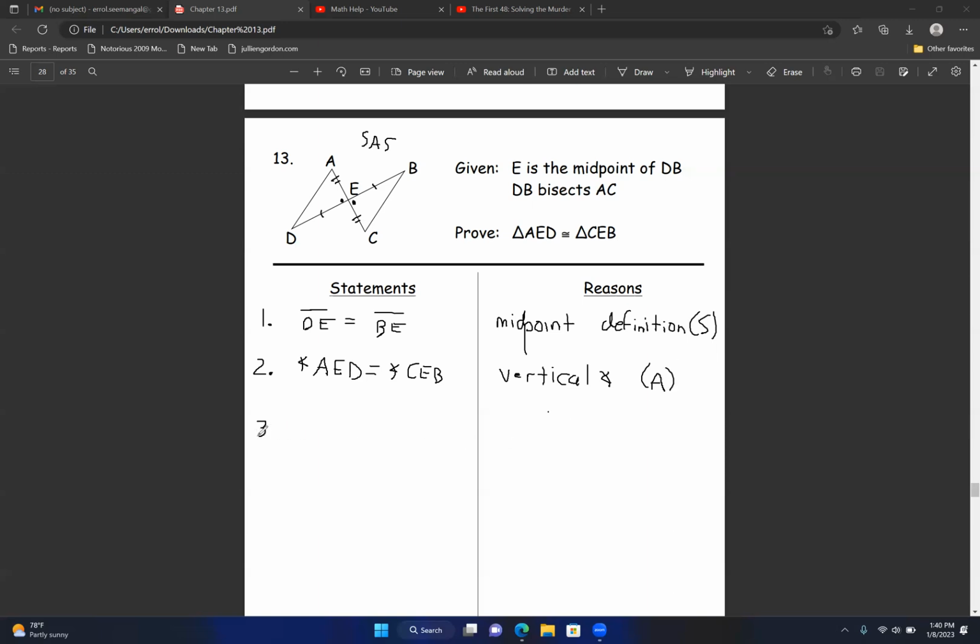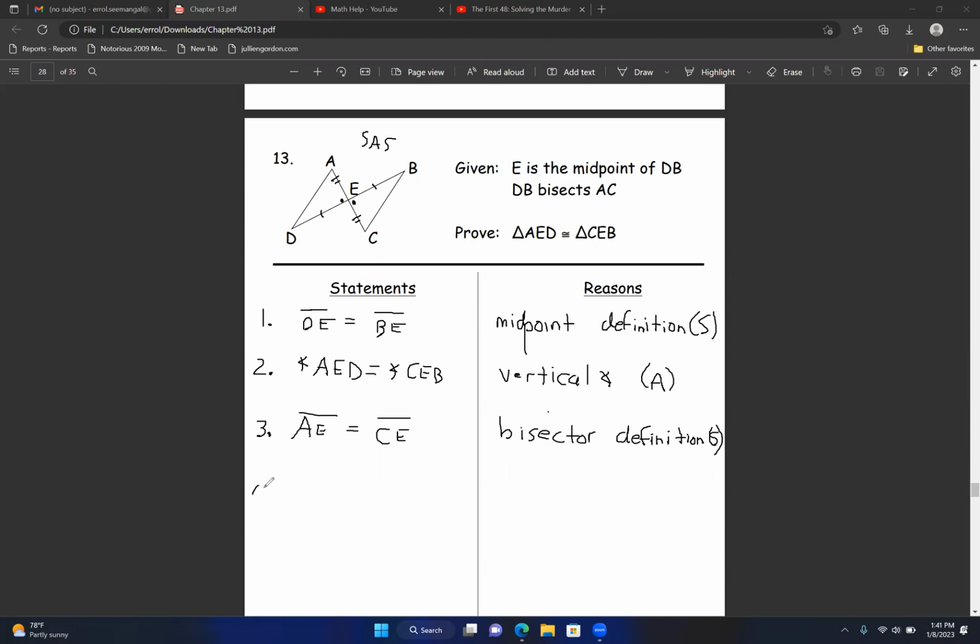What's number 3? Line segment AE equals line segment CE. What's the reason? This one's the bisector definition. Bisector definition. And that's your other S.